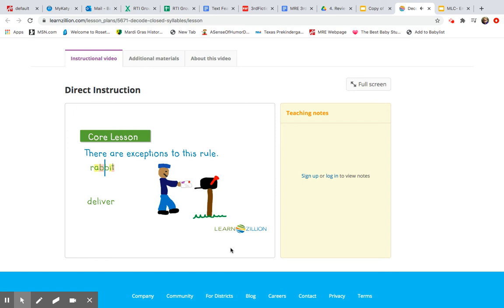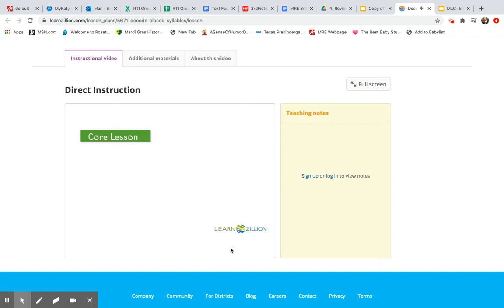Let's look at another example. Let's find the vowels. Then we need to see if they're followed by consonants. And they are. So we're going to try splitting them after that consonant and make it say the short sounds. Deliver. That doesn't really make sense. So we might need to move it. And so this is an open syllable and it'll say a long vowel sound. Deliver. For more information on that, check out Decoding Multisyllable Words with Open Syllables.